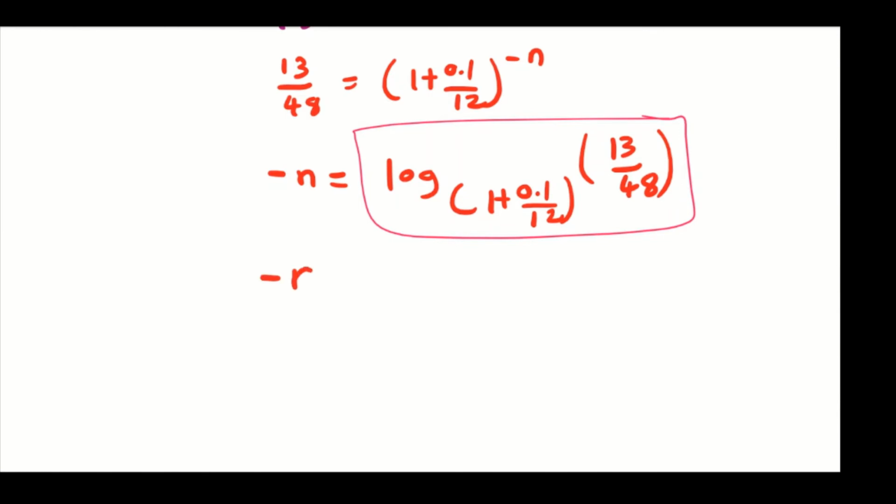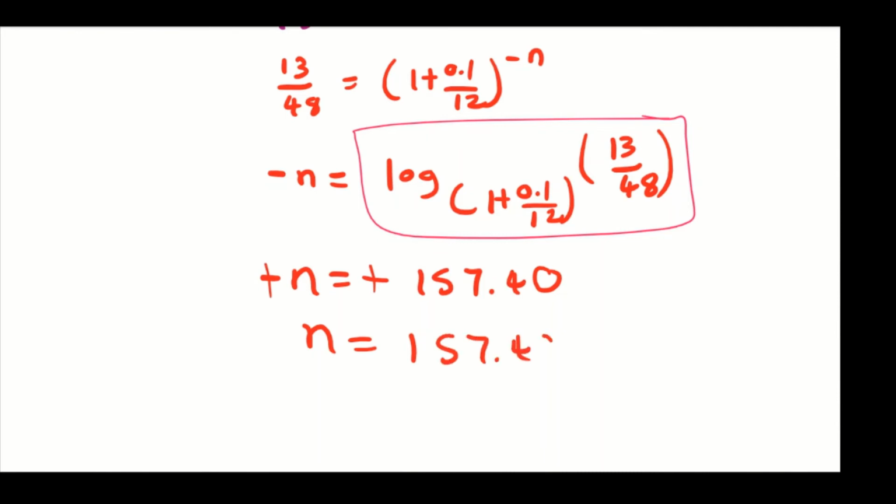So negative n is equal to, you should get a negative 157.40. The negative goes away, so n is equal to 157.40. Just round up, so n is equal to 158. So this is the answer for this problem.